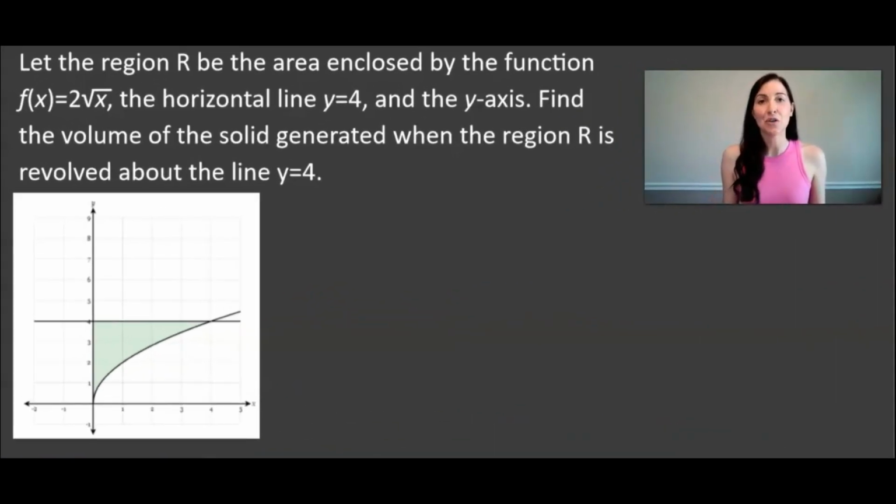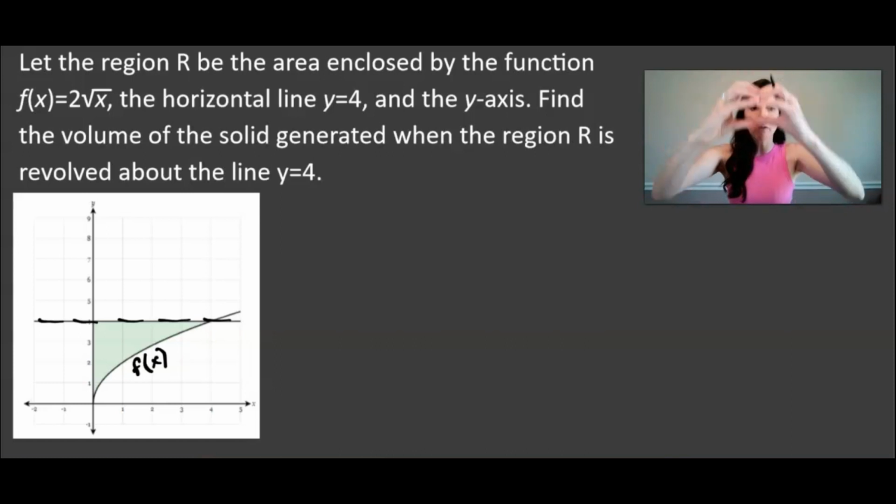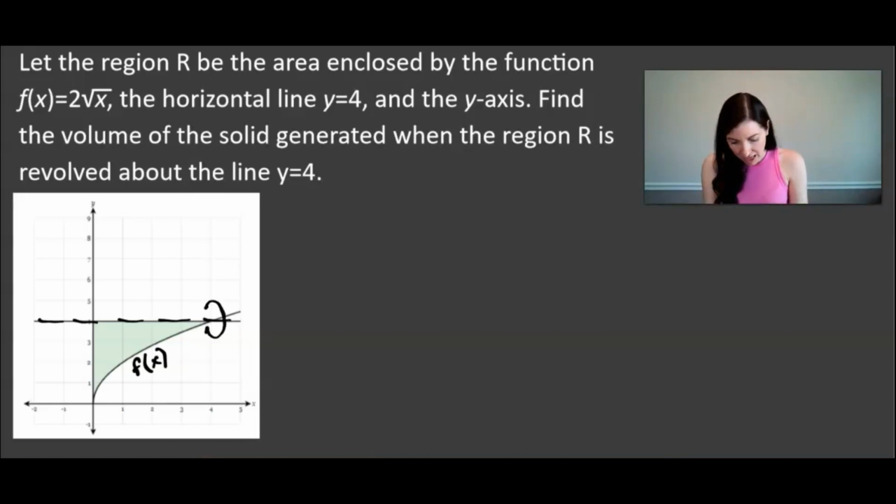The first thing I need to do for a problem like this is I want to look at this region, and it is already graphed for us below. So I'm going to label a couple things. Here is my function f of x, and that's going to be the 2 root x function. And then you've got the horizontal line above at y equals 4, and then also the y-axis to the left. And I want to revolve this region about a horizontal line. This is going to be my axis of revolution, in which we're going to take that region and we're going to revolve it around this line here.